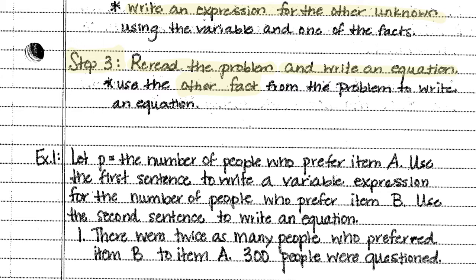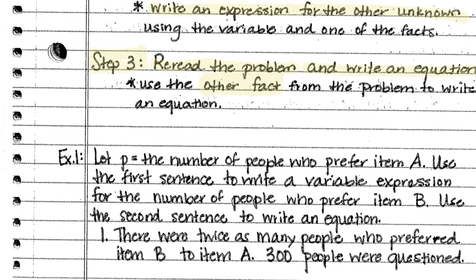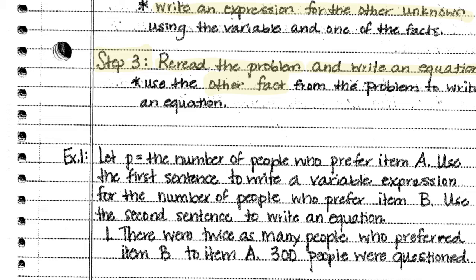Example 1 says, let P equal the number of people who prefer item A. Use the first sentence to write a variable expression for the number of people who prefer item B. So notice we're going to compare item A and item B. Use the second sentence to write an equation. Number 1 says there were twice as many people who preferred item B to item A.